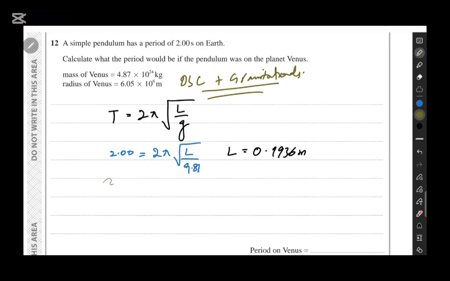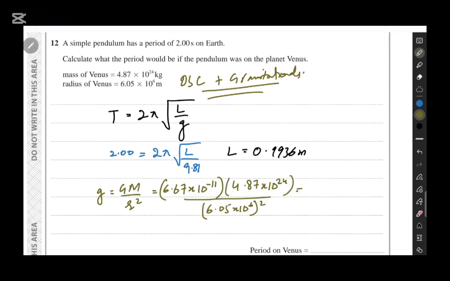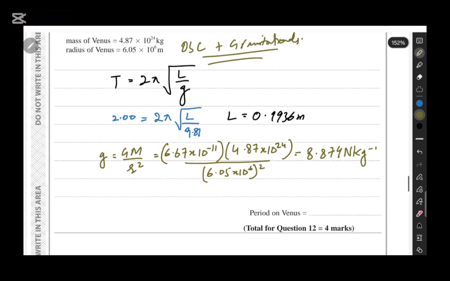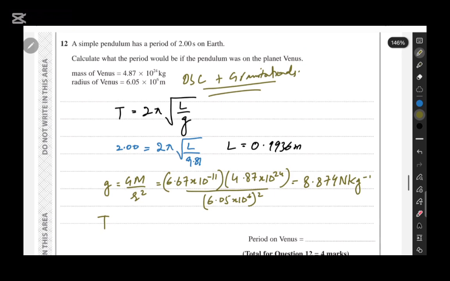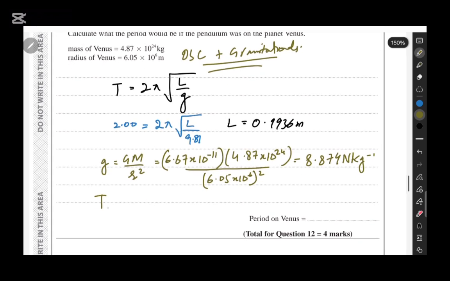Then I'm going to find the gravitational field for Venus. That's going to be g is equal to GM over R squared, and that's going to give me 8.874 newtons per kg. And now I'm going to find the new time period if the pendulum was on the planet Venus. So 2 pi square root 0.9936 over 8.8745, and that's going to give you the new time period as 2.1 seconds.